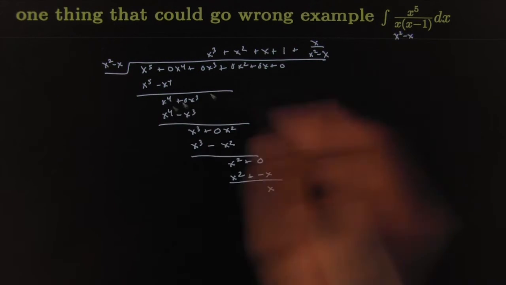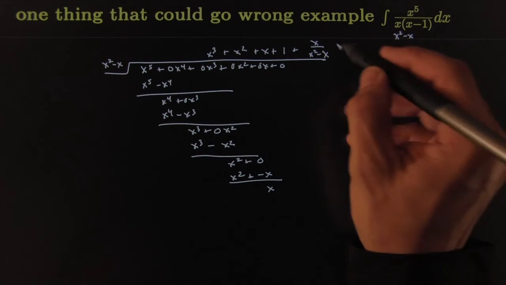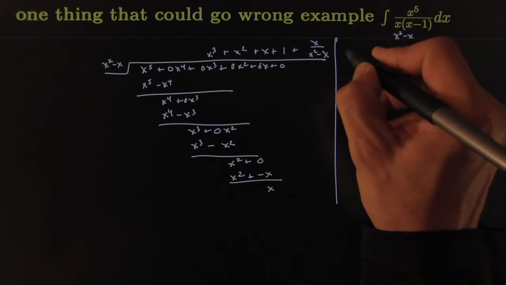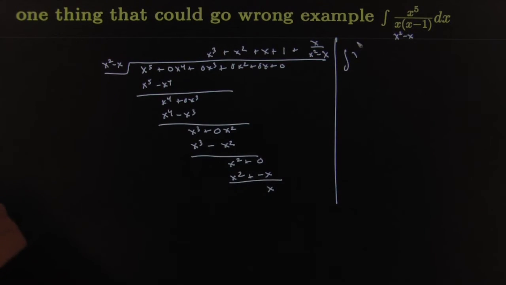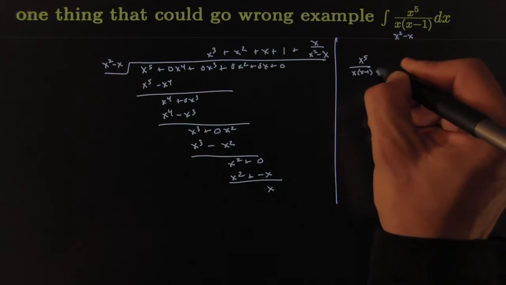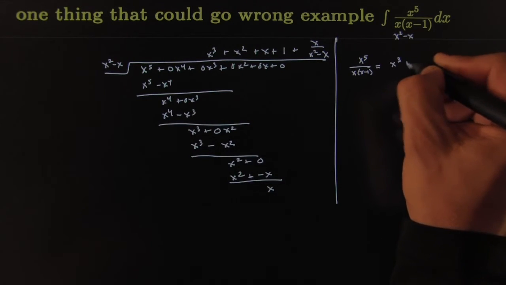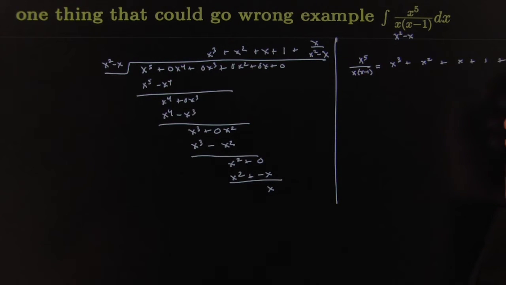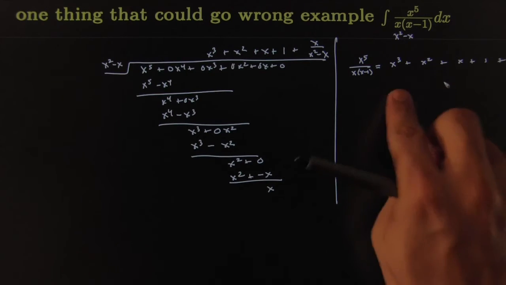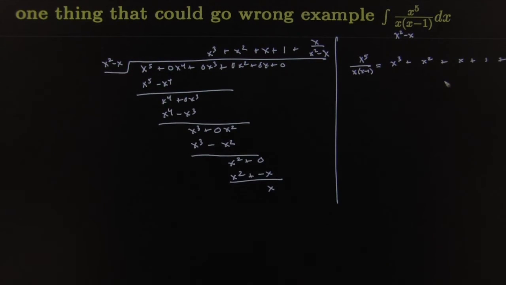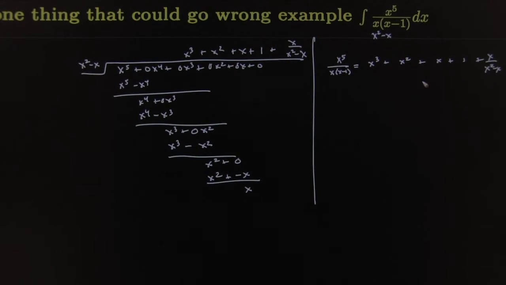And so you could take your integral, and now you could write it this way. You could say the integral of x to the 5 over x times x minus 1 is really equal to x to the 3rd plus x squared plus x plus 1 plus x over x squared minus x. That's based on long division, right? Like that. That's based on long division.